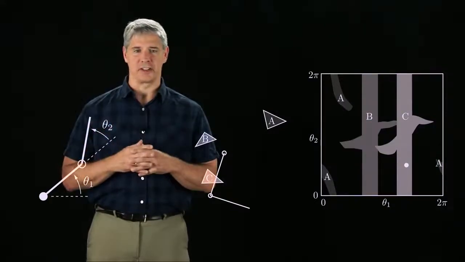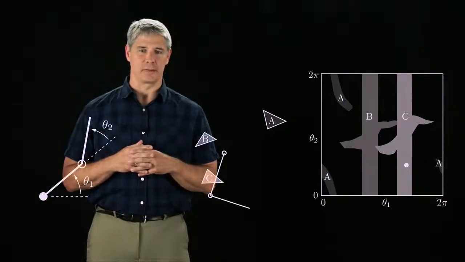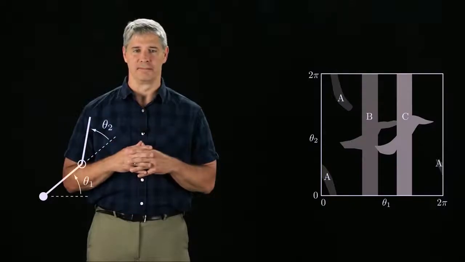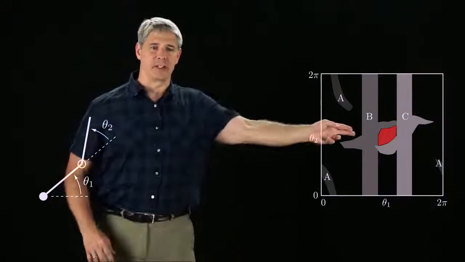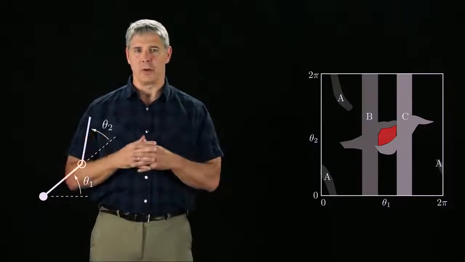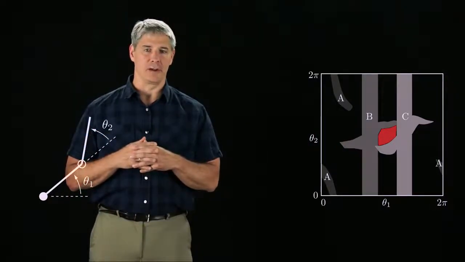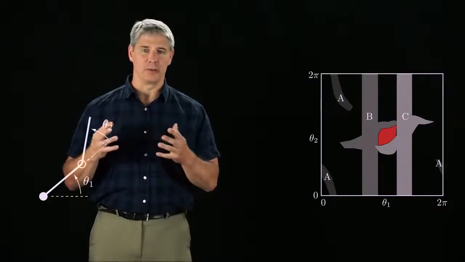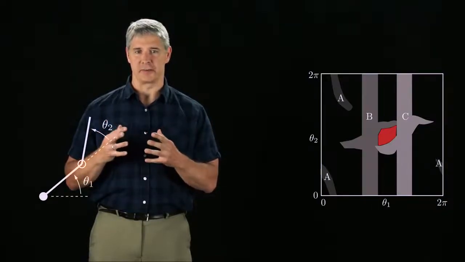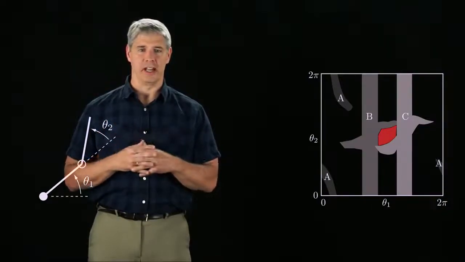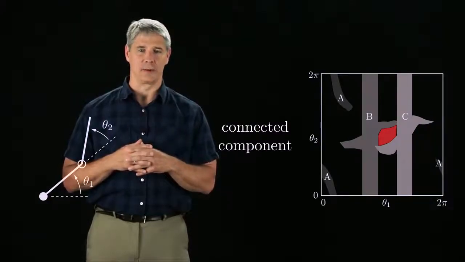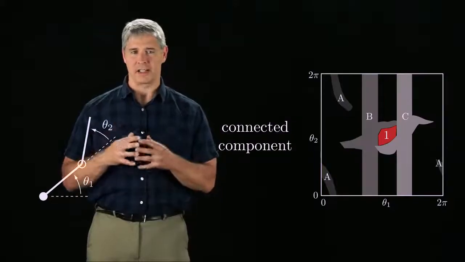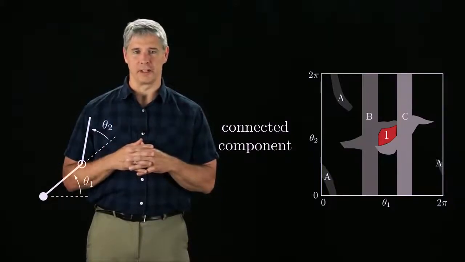Now that we've constructed our C space and its C obstacles, we can perform all motion planning in the C space. So let's focus on that for a moment. Notice that if the robot were in a configuration in this red region here, there would be no way for it to escape being stuck between obstacles B and C. It could only move between configurations in this region. We call this region a connected component of the free space, and we label this connected component 1. In this example, there are 3 connected components of free space.